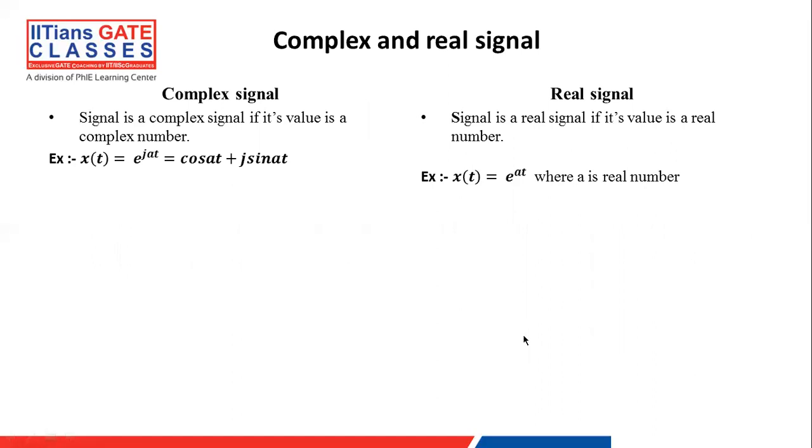Now let's go to the complex and real signal. As the name suggests, the complex signal will take a complex value like e to the power j a t. So it is a complex number, and this signal x(t) is a complex signal. But in case of a real signal, this x(t) will take a real value. So let's say a to the power a t, where a is a real number. This signal is a real signal. It doesn't have any imaginary part. So this signal is complex and this signal is real.